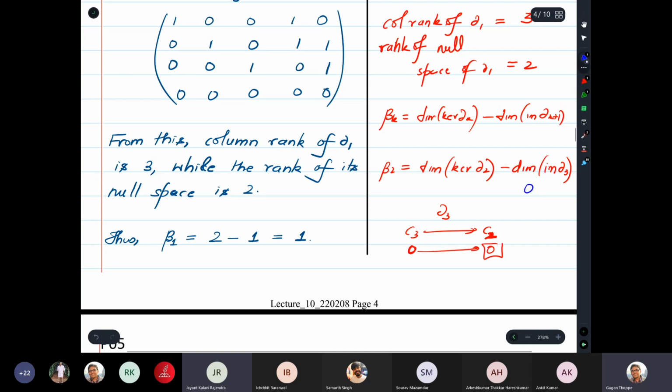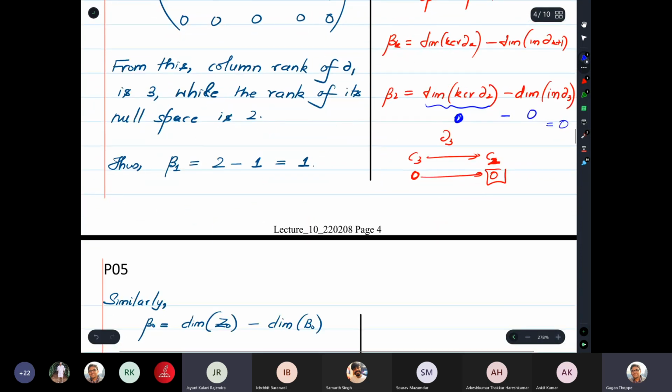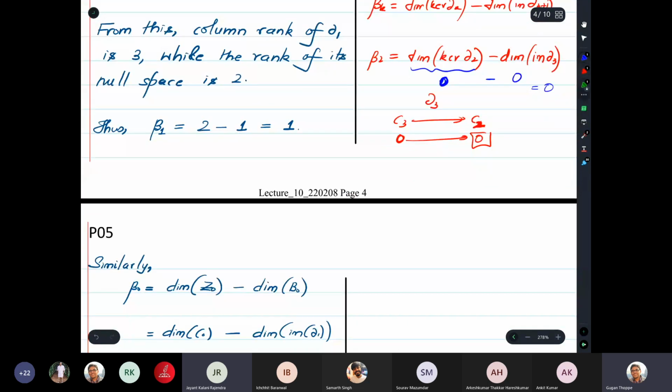So let me use a different color. So this is going to be 0, right? And what is the dimension of the kernel of ∂2? That is something we already figured out, and we saw that this is actually 0. The number of columns in ∂2 was 1, and it had a pivot entry. From that we concluded that the column rank of ∂2 is 1. From there we computed that the rank of the kernel, or the null space, of ∂2 must be 0, and hence this is 0. Is this okay? So now let's look at what Betti 1 is.